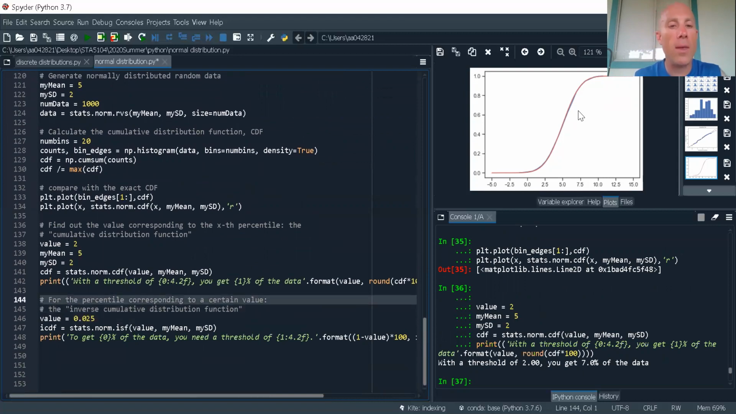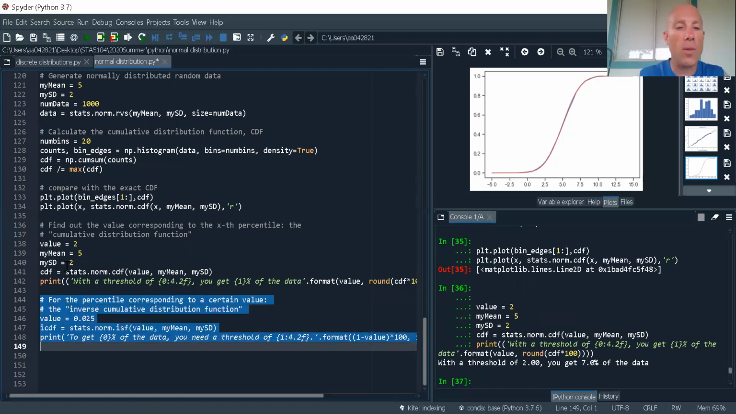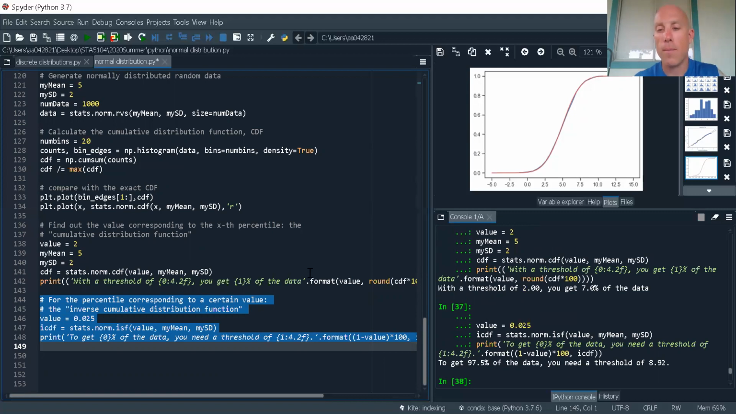And we can extract percentiles from our cumulative distribution function using this. And we can also use the inverse cumulative distribution function. All right, so if I want to find the 97.5 cutoff, then I need a threshold of 8.92.